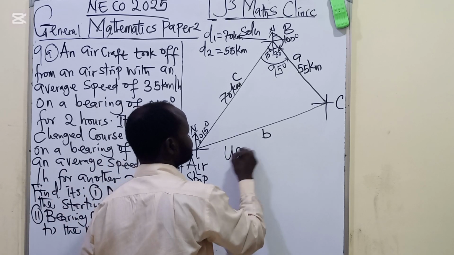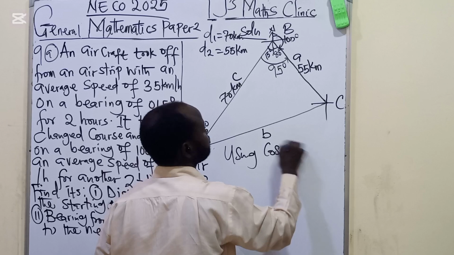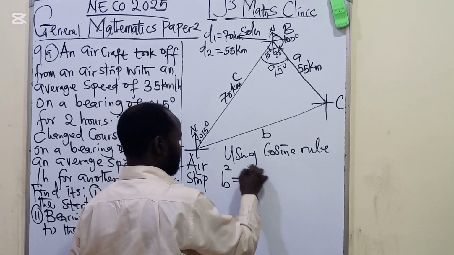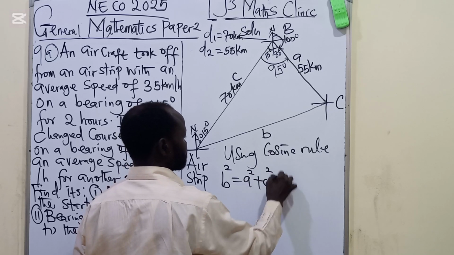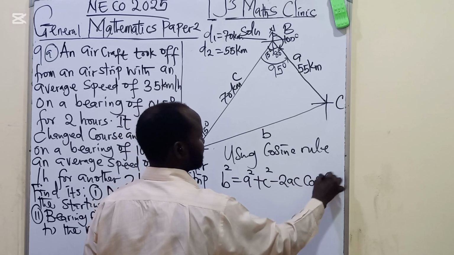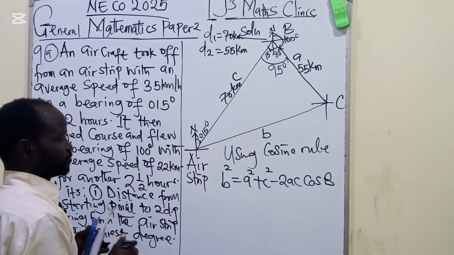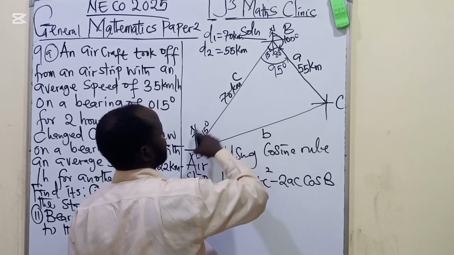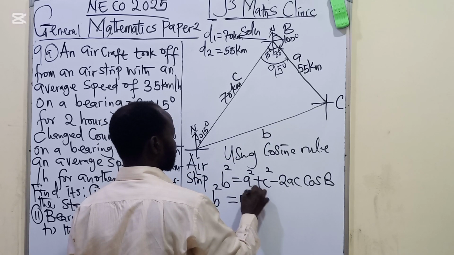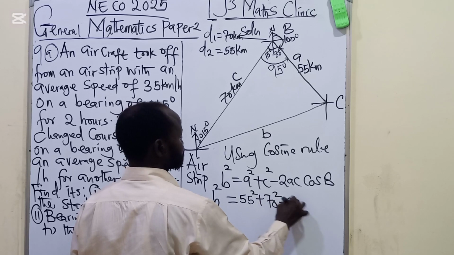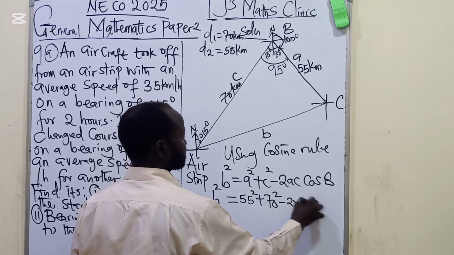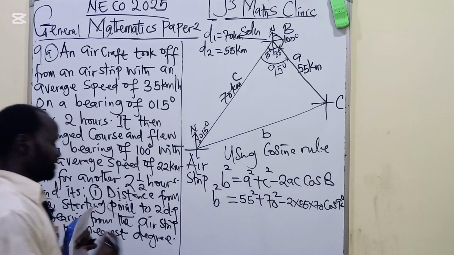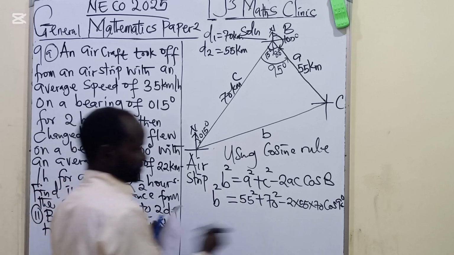So we can say using cosine rule, we can establish the fact that b square will be equals to a square plus c square minus 2ac cos capital B. So this is the formula we're going to use. So B, we don't know our B square. This will now be equals to, facing A is 55, that will be 55 square plus 70 square minus 2 times 55 times 70 cos angle B, which is 95 degree. Very important.